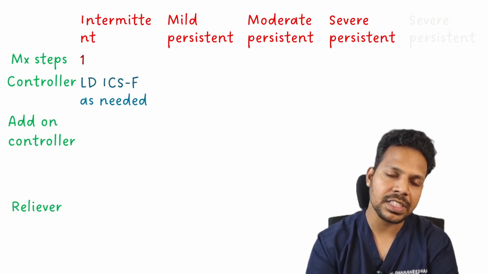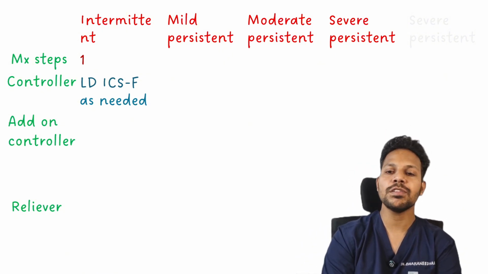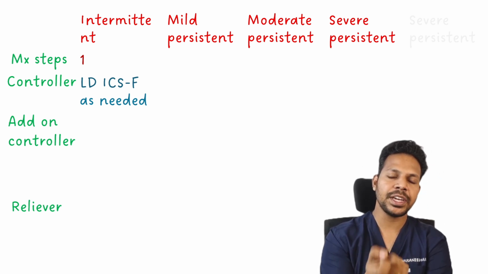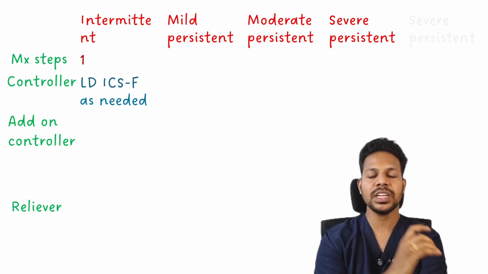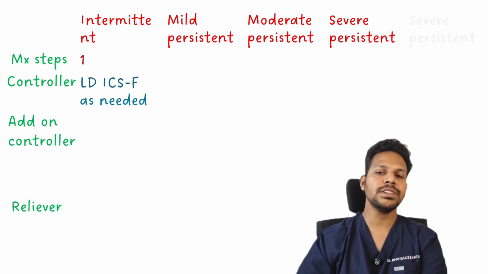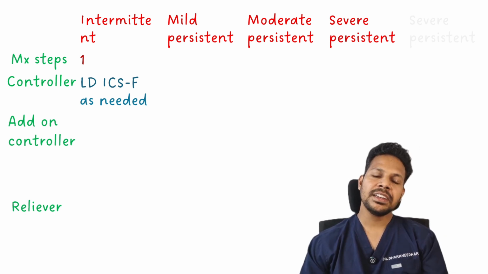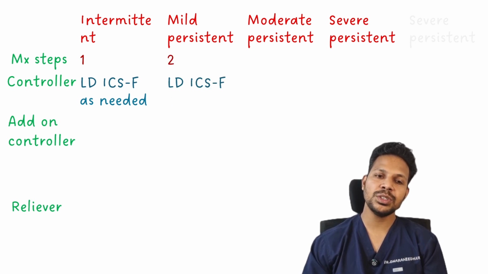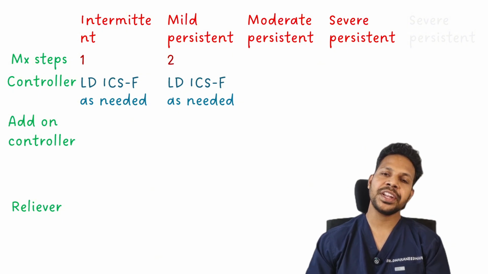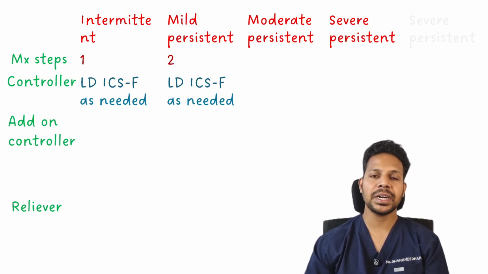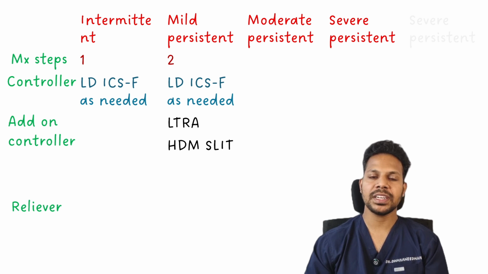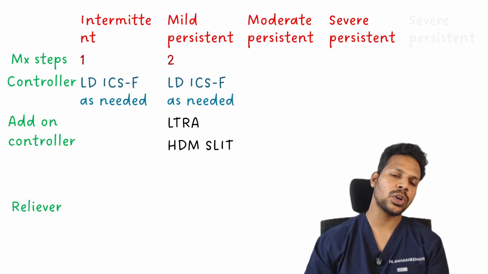So we initially start with low dose inhaled corticosteroid with formoterol as needed, because the patient is having symptoms intermittently. Only when the patient is having symptoms will you use low dose ICS with formoterol. Then when the patient has mild persistent bronchial asthma, here as well you will use low dose inhaled corticosteroid in combination with formoterol as needed, but here you will also use a leukotriene receptor antagonist, and you can also add house dust mite sublingual immunotherapy. HDM SLIT can be an add-on controller.